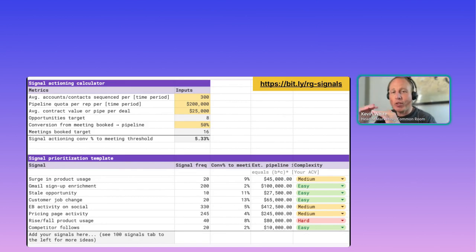You can start layering all these things together. Okay, we're getting 45K in pipeline, our total pipeline goal is 1 million, so that doesn't get us very far. What other signals or plays do we need to add for our teams to use to get to that 1 million, or however much your target is?